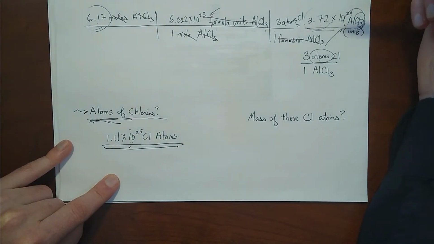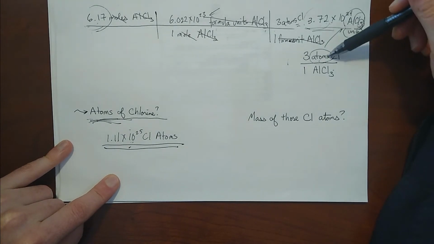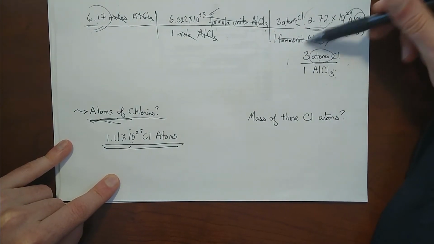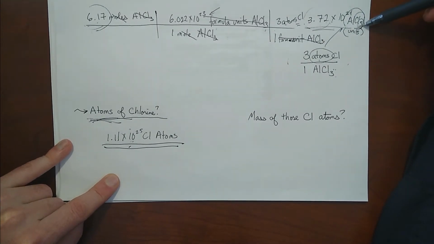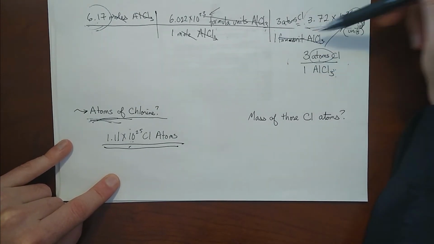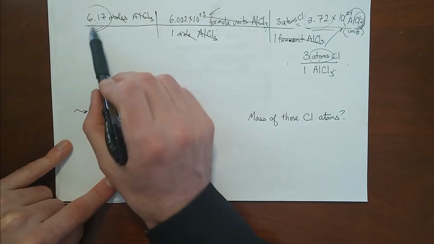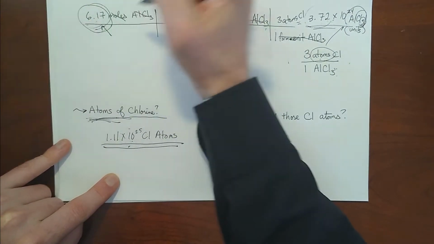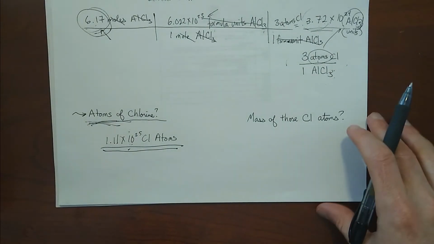The conversion factor between atoms of chlorine and formula units, this is also a definition, okay? Or this is just a counting, in fact. We're just counting the number of chlorine atoms in each formula unit. So, again, significant digits do not apply to this conversion factor. They're only coming from the initial quote-unquote measurement that we began with.